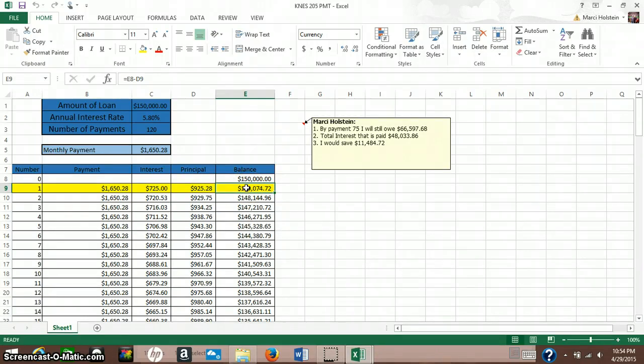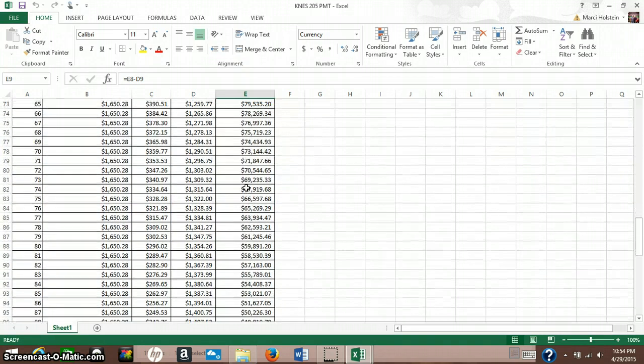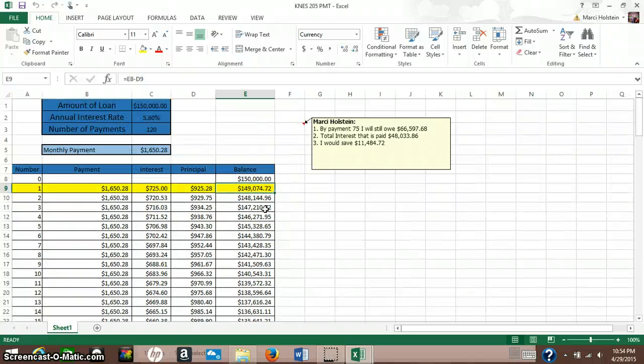There were 3 questions that we had to answer. The first was, how much do you still owe by payment 75? All you have to do is scroll down and you have all these numbers right here on the left hand side that go in order. So payment 75, $66,597.60. So that's how much we would still owe by payment 75.